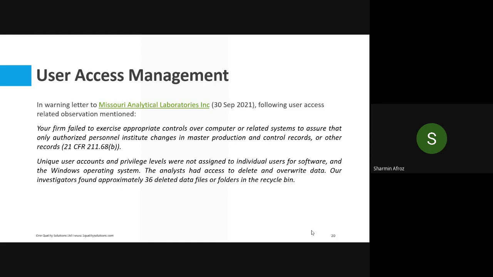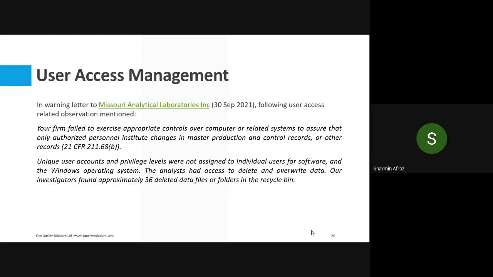I look after the analytical instruments and have been directly involved in data integrity activities in analytical laboratories for about 14 years. Today, I will talk about user access management and audit trail.